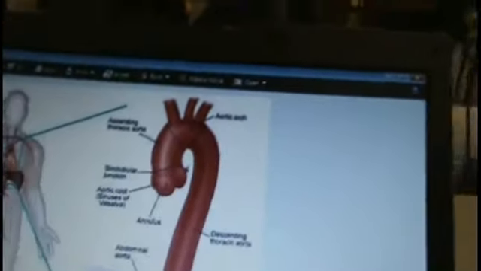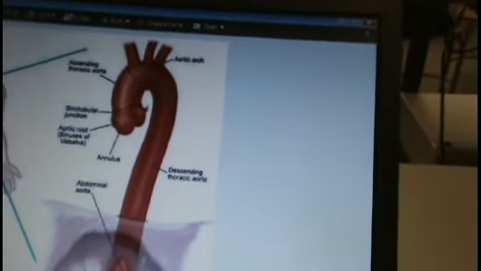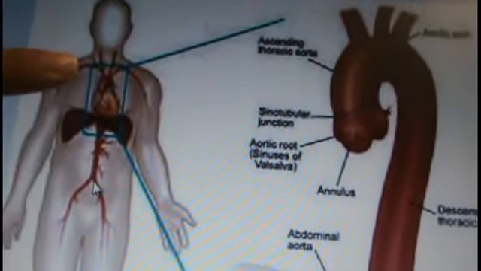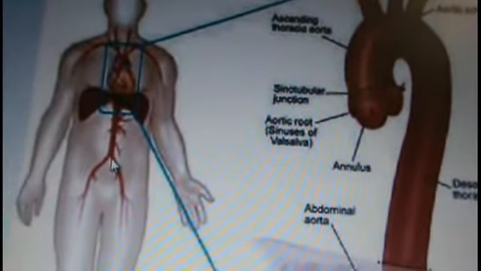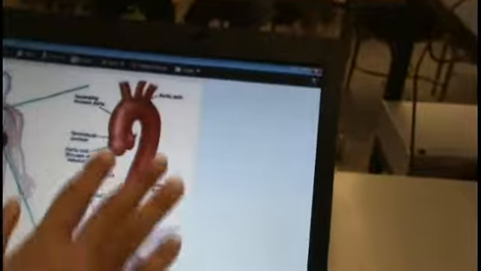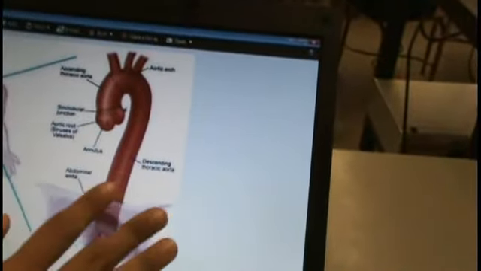For the blood supply, the blood supply is the descending aorta, but the descending aorta is divided into two sections, the abdominal and the thoracic aortas. But for the posterior trunk, it's mainly the thoracic aorta. That's all. That's the main blood supply.